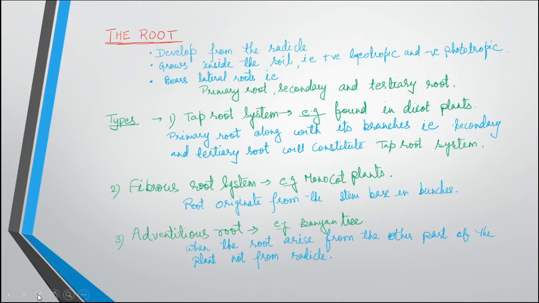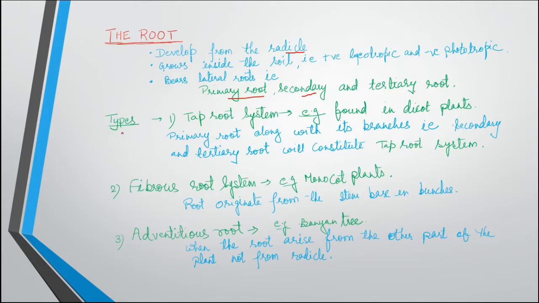Now we'll study the root. The main part of the plant which is present inside the soil is known as root, which develops from the radicle. So the main important feature of the root is that it develops from the radicle, then it grows inside the soil, that is, it is positive geotropic and negative phototropic. Now it bears lateral roots also. The main root is known as the primary root, which will give rise to the lateral roots, that is secondary roots. Then secondary roots will give rise to tertiary roots, and all of these are collectively known as taproot.